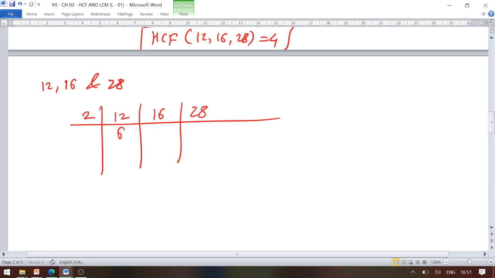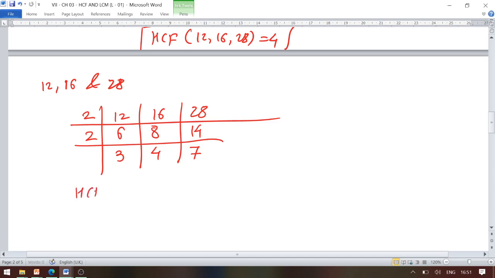2 6s we have 12, 2 8s we have 16 and 2 14s we have 28. Again, all three numbers are divisible by 2. 2 3s we have 6, 2 4s we have 8 and 2 7s we have 14. Next we have the numbers 3, 4 and 7 and there is no common divisor of all three numbers together. So the vertical division finishes here.